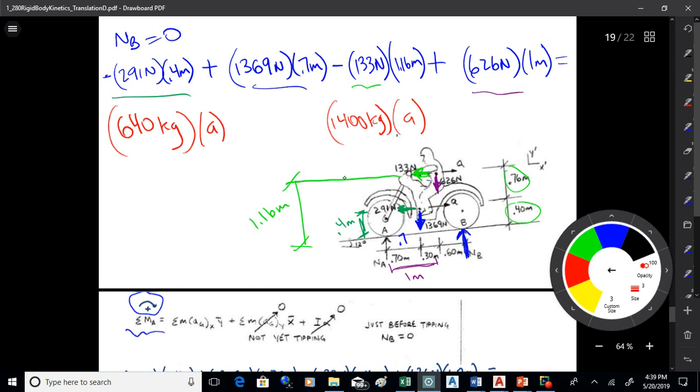Aren't this 640 and 1400, aren't those weights? No, those are, oh, you're right. Yeah, darn it. Thank you. Yeah, those are the given weights. So yeah, I need to get into masses there. So 65.24. And 142.71. Okay. All right, so those are the accelerations and the masses.